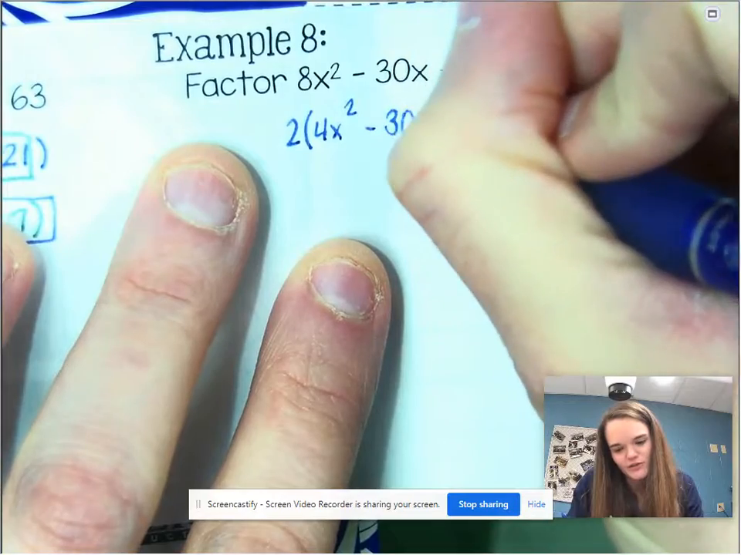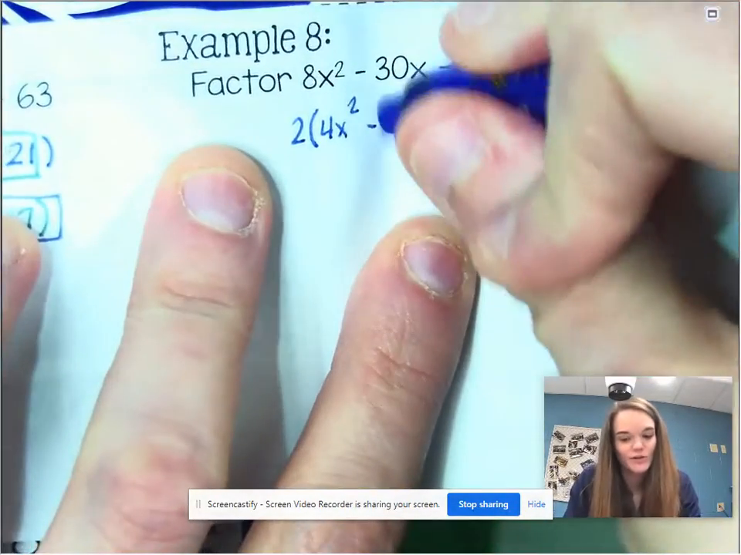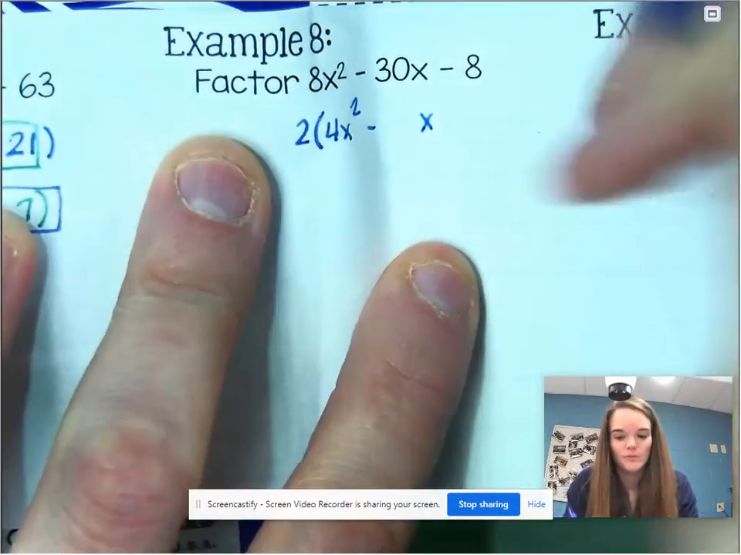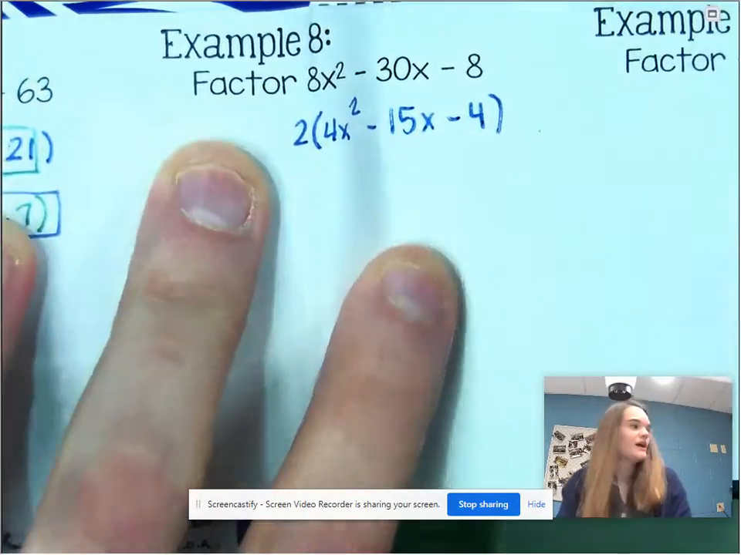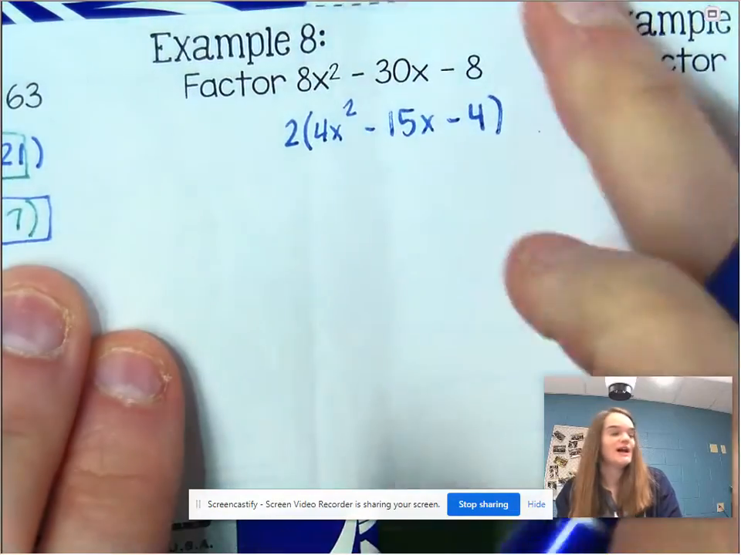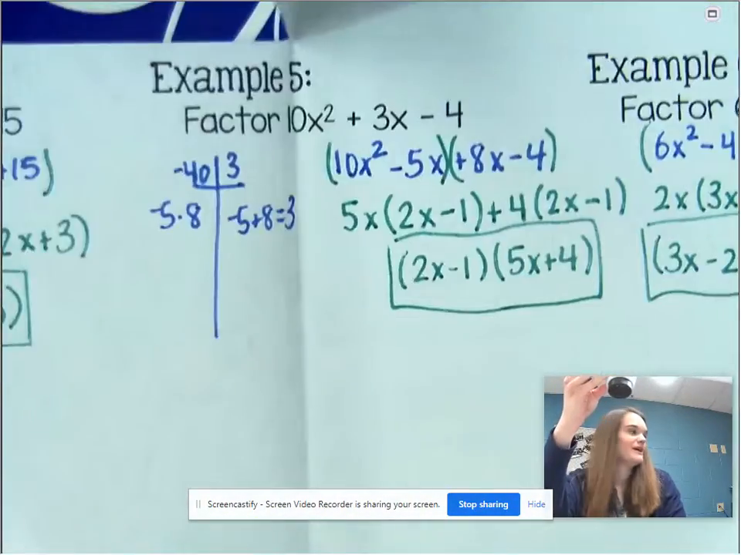minus 15x. Not 30x. Don't make that mistake. Make sure you divide it by all of them. Minus 4. All right, now I have to do it like I did yesterday's, where I'm going to make that table, and I'm going to factor by grouping.